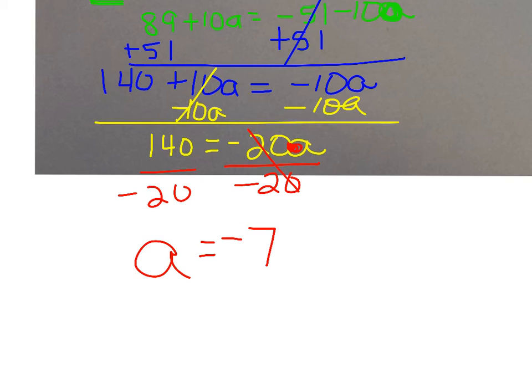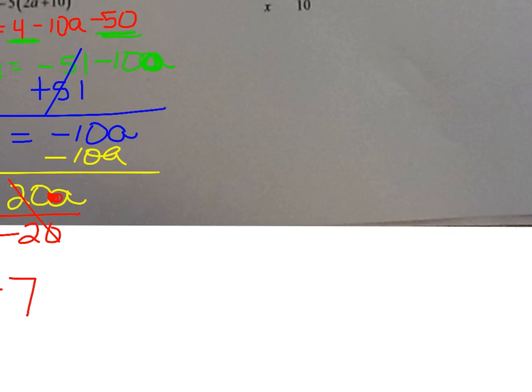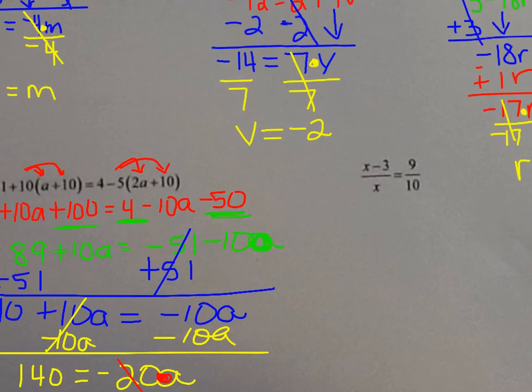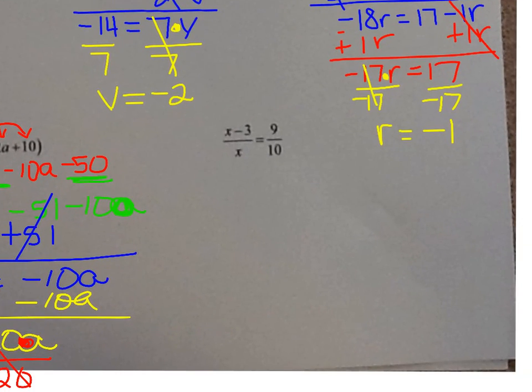All right, and we got one more to do. So that is number 5 here. Oh, I didn't label that. I'm sorry. That is number 5. Okay, so that's number 5.